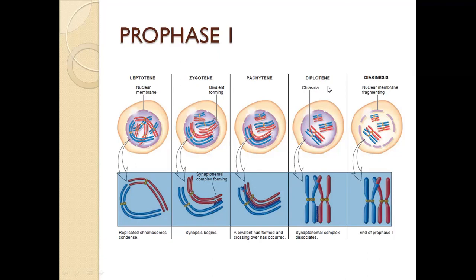The next step is diplotene. In diplotene, as you can see, the synaptonemal complex is not all the way broken down or dissociated, but it starts happening. And one thing that you need to notice here is that the chromosomes in this part are still linked together, or glued together, by the chiasmata, that means by the genetic material that they had exchanged.